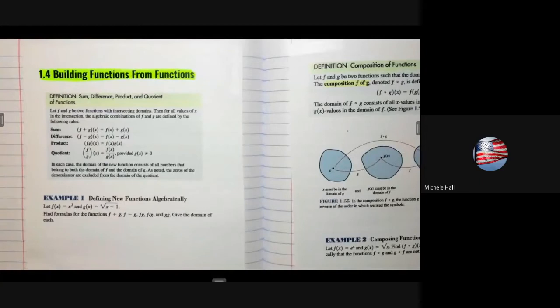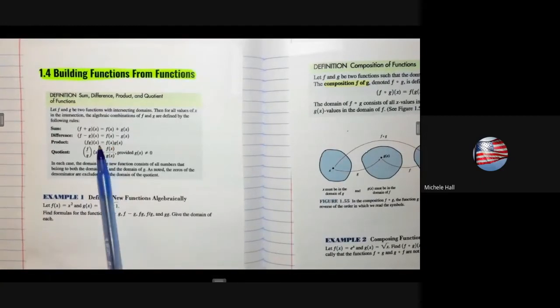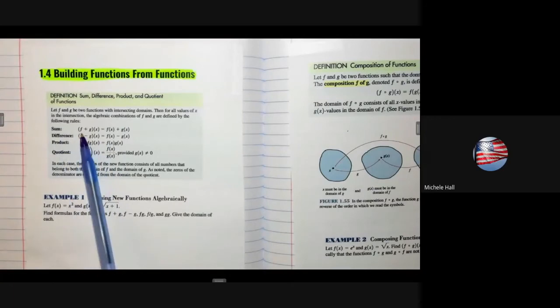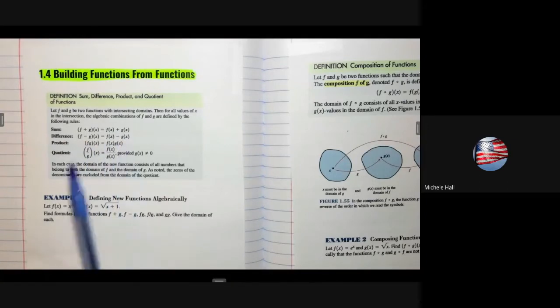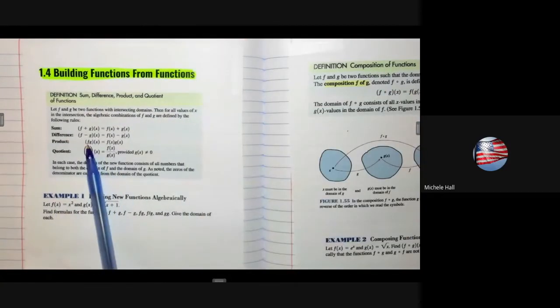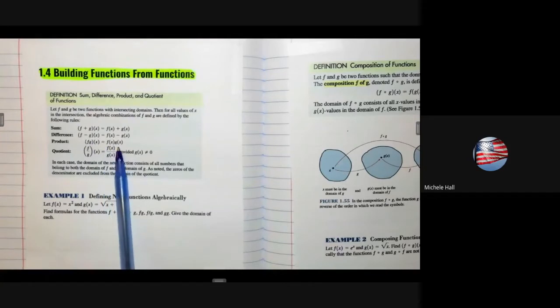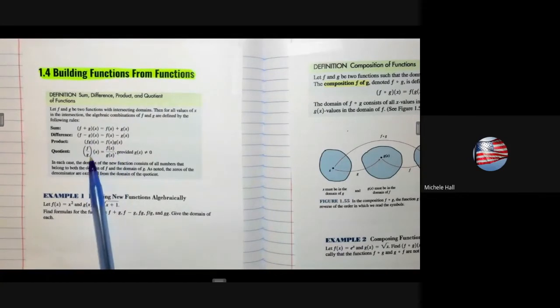4.4, building functions from functions. We have some operations. (f + g)(x) is f of x plus g of x. (f − g)(x) is f of x minus g of x. (f · g)(x) equals f of x times g of x, and (f / g)(x) equals f of x divided by g of x.